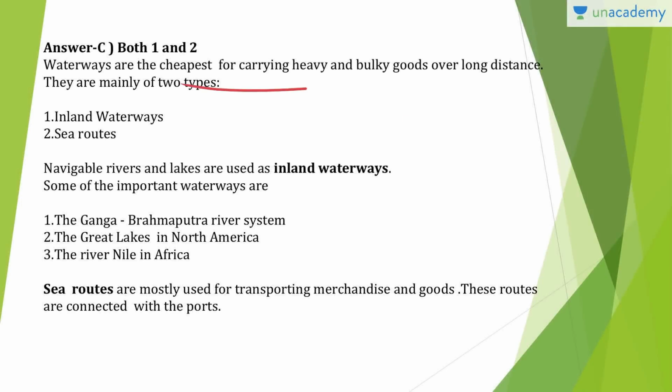So waterways are the cheapest for carrying heavy and bulky goods over long distance, and they are mainly of two types. One is inland waterways and one is sea routes. Navigable rivers and lakes are used as inland waterways, and some of the important waterways include the Ganga Brahmaputra river system, which is really good. Then you have the Great Lakes in North America, Huron, Ontario, Michigan and Superior, which you can remember by the trick HOMES. Then the river Nile in Africa. And sea routes are mostly used for transporting merchandise and goods, and they are connected with the ports.